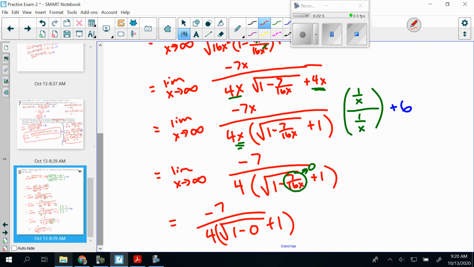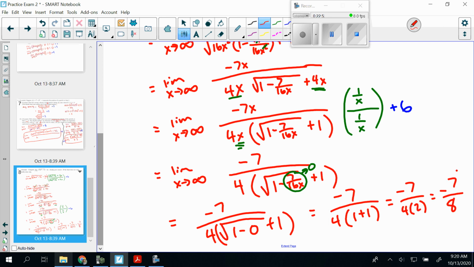So now we just got to finish simplifying there. Square root of 1 minus 0 is 1, square root of 1 is 1, so now we got that. 1 plus 1 is 2, so now we got negative 7 over 4 times 2, which would be negative 7/8. That is what you should have come up with for the answer. That final answer is 3.